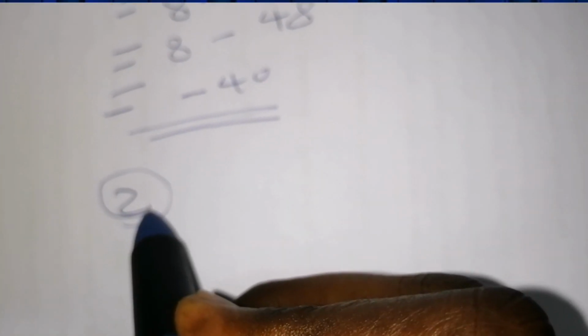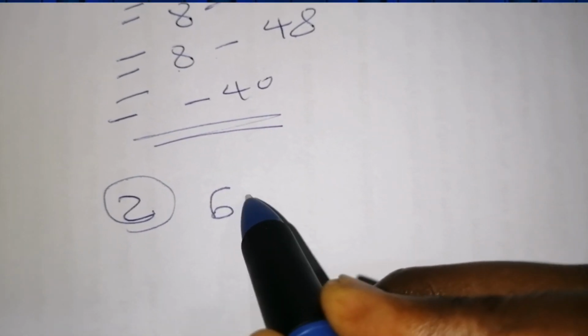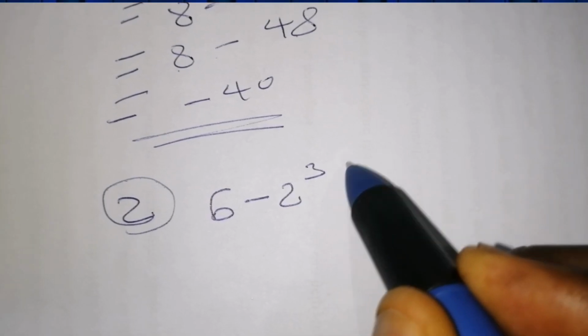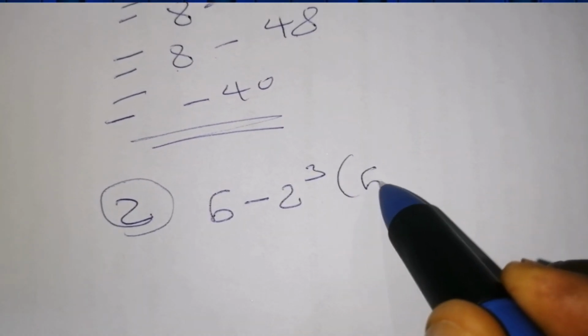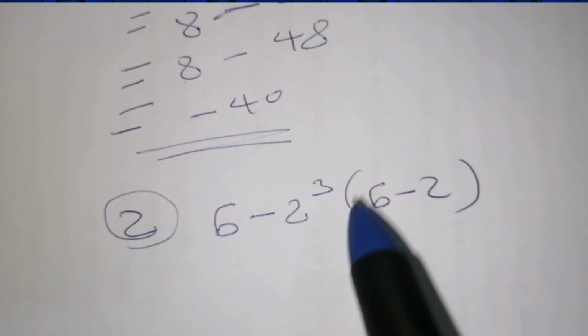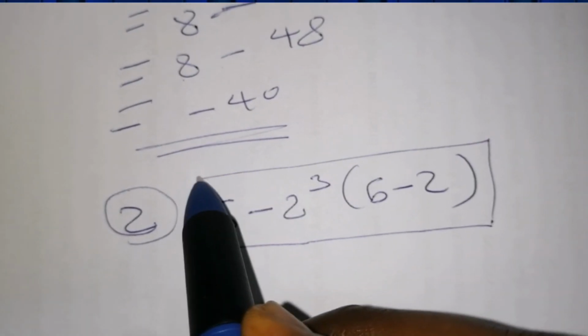Question number 2, which is similar to the previous one: 6 minus 2 to the power of 3 times (6 minus 2). This question is for your homework.